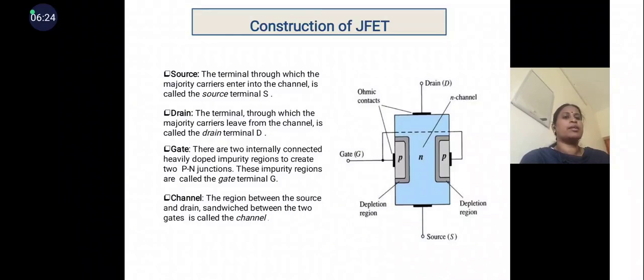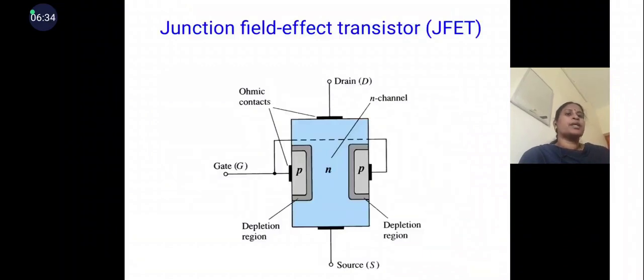Then what is the channel? The region between the source and drain, sandwiched between the two gates, is called the channel. Depending upon this channel, the junction field effect transistor can be classified into two categories, that is N channel JFET and P channel JFET.